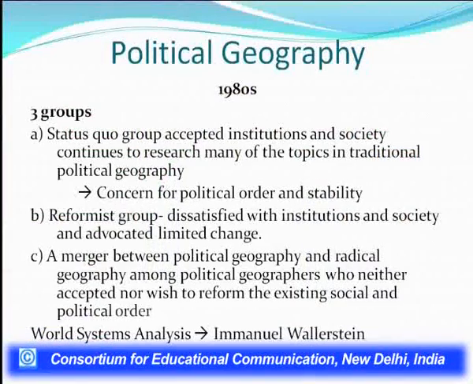Carrying on from the discussion we just had, we'll now proceed further to the 1980s, as we are doing a sort of introductory history of the discipline of political geography. We see that during the 1980s there were three groups which could easily be identified in the field of political geography. The first is the status quo group, which accepted institutions and society, and which still continues to research many of the topics in traditional political geography.